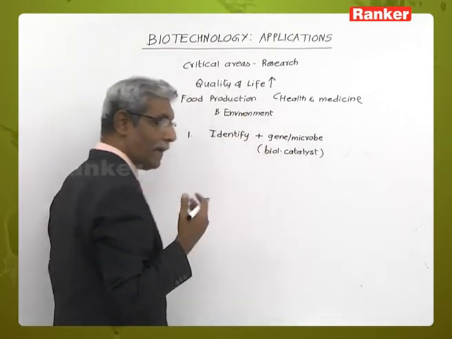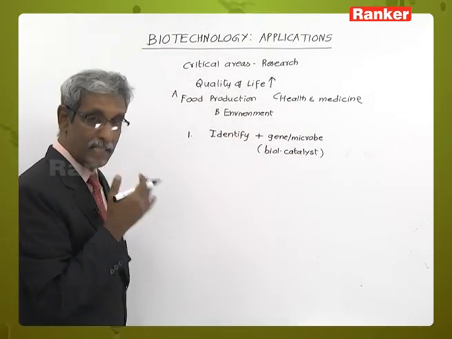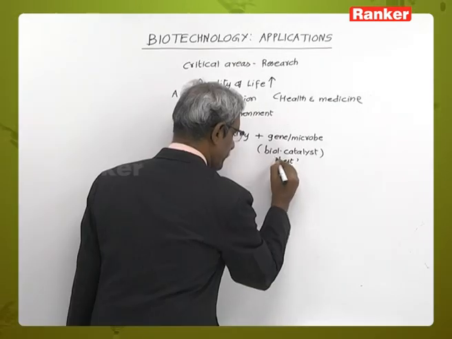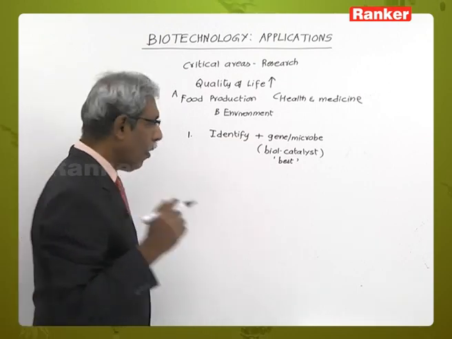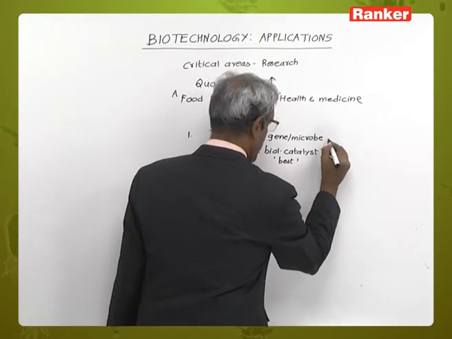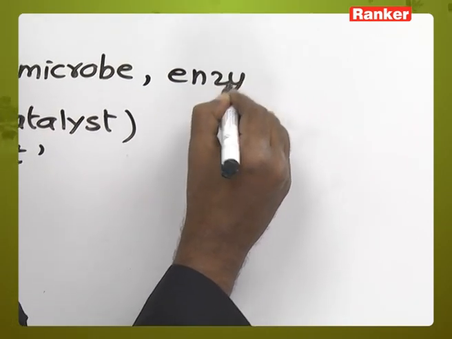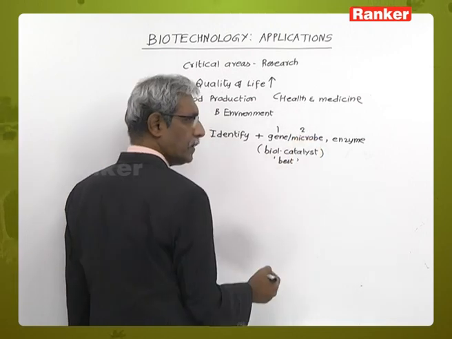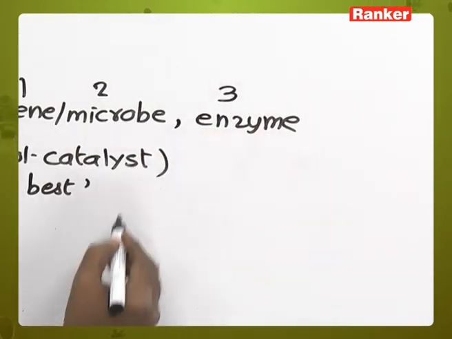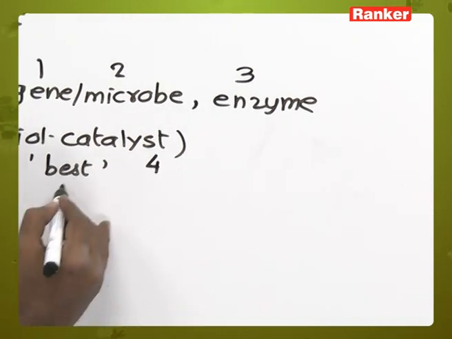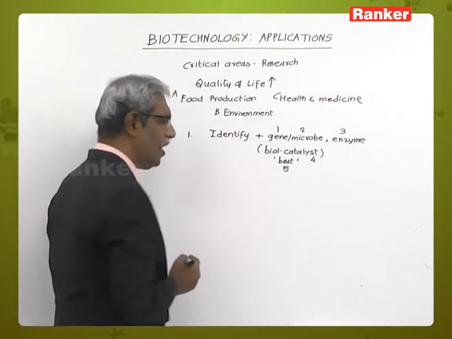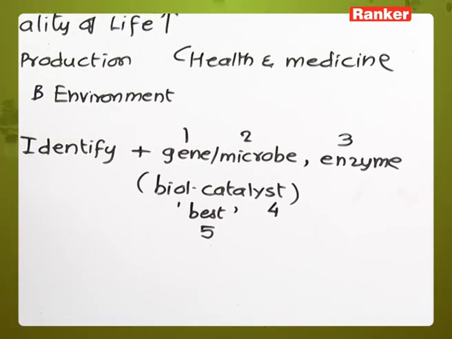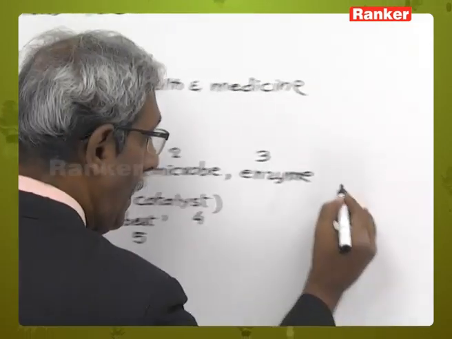That is, you are trying to speed up a chemical reaction. You are using it as the best biological catalyst, or you are trying to use an enzyme. So, you are using a gene or a microbe or an enzyme. You are looking at it in terms of a biocatalyst and you are seeing to it that you develop the world's best biocatalyst. That gene, microbe or enzyme is the best biotechnologist which is available for the application.